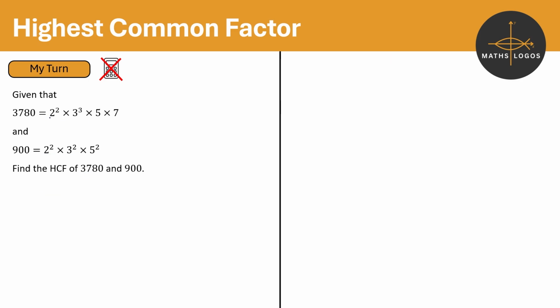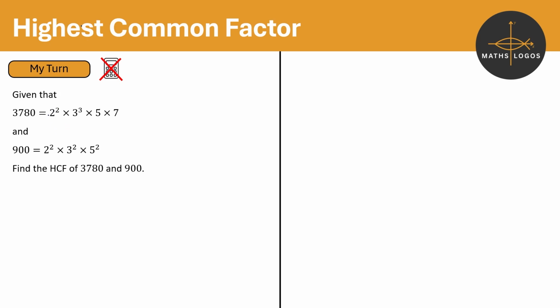Okay, let's look at a slightly harder example. Given that 3,780 is equal to 2 squared multiplied by 3 cubed multiplied by 5 multiplied by 7, and 900 is 2 squared multiplied by 3 squared multiplied by 5 squared, find the highest common factor of 3,780 and 900. So what I want to do is go through each of their prime factorized versions, and I want to circle any prime factors that they have in common.